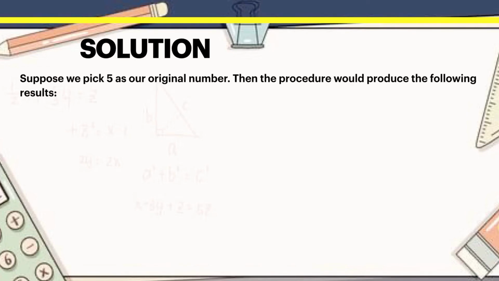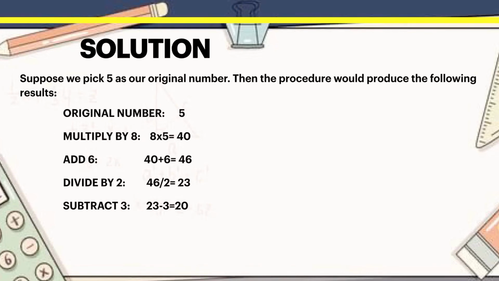We pick 5 as our original number. Then the procedure would produce the following results. It is said in the procedure that we need to pick a number. So we pick 5 and then we need to multiply the number by 8. So 8 times 5 will be 40. And then it also says in the procedure to add 6 to the product. So by adding 6, it will be 46. Then divide the sum by 2, it will be 23. And then subtract 3, it will be 20.